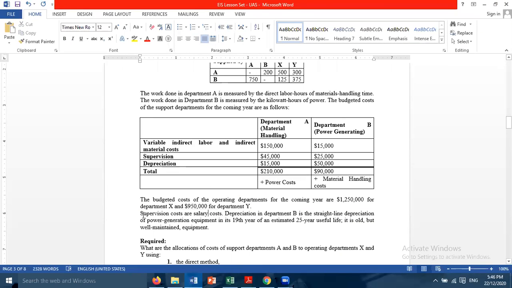Okay. Supervision costs or salary costs. Depreciation in Department B is straight line for power generation equipment in its 19th year of an estimated 25-year useful life. It is old but well-maintained equipment.